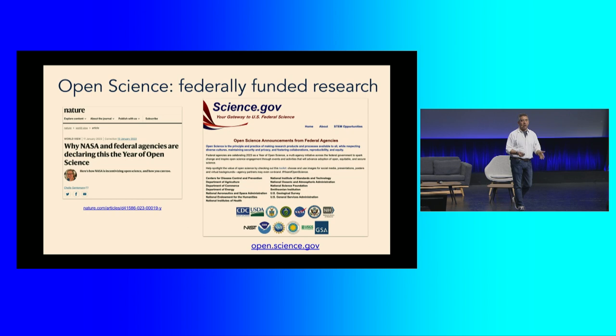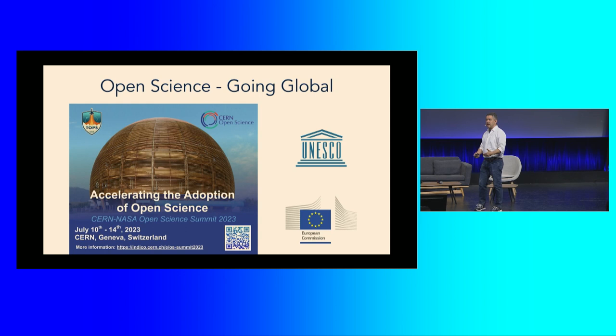And after doing it in the US, they're working to make this global. So in July of this year, in a couple of months, NASA and CERN are hosting a week-long summit, working with UNESCO and the European Commission, to push these ideas of open science globally.